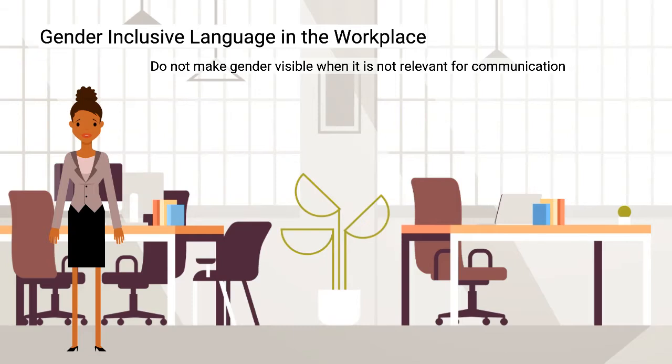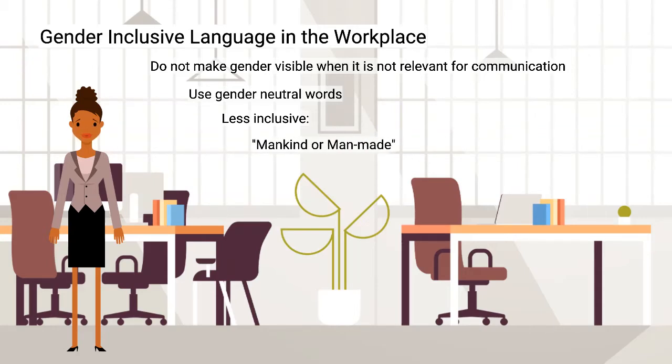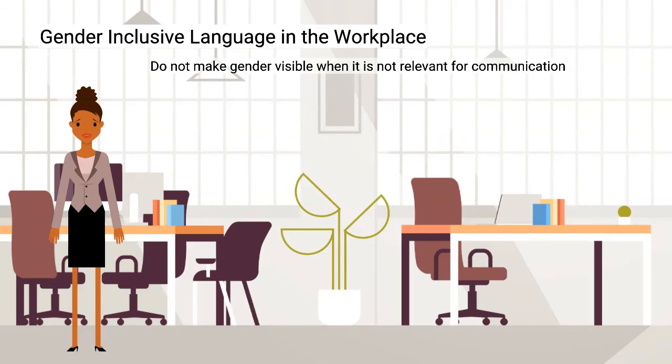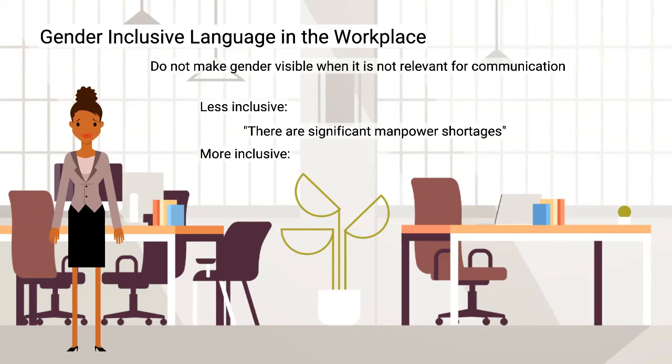To accomplish this you can use gender-neutral words. Here's an example. Less inclusive using gendered words. Mankind, man-made. More inclusive, humankind, humanity, human race, human-caused, or artificial. Here's an example of less inclusive and more inclusive use of gender-neutral words used in communications. Less inclusive could be, there are significant manpower shortages. More inclusive, there are significant staffing shortages.